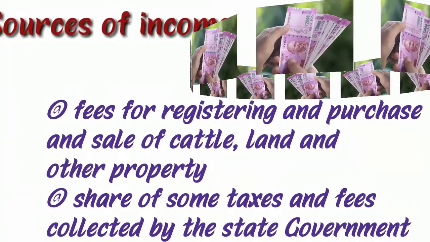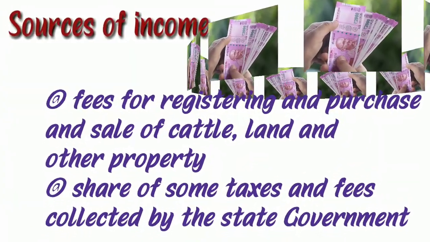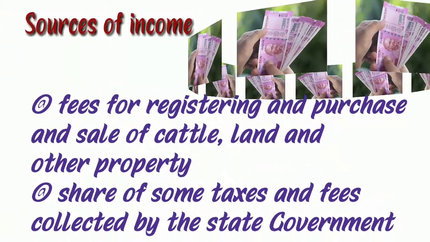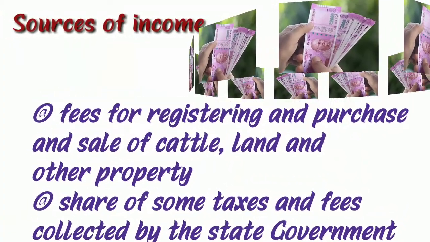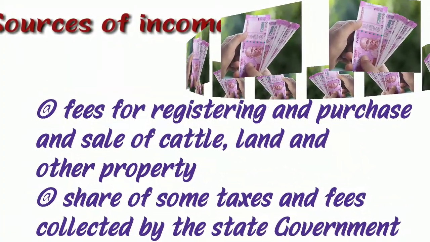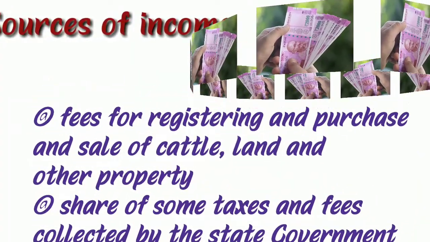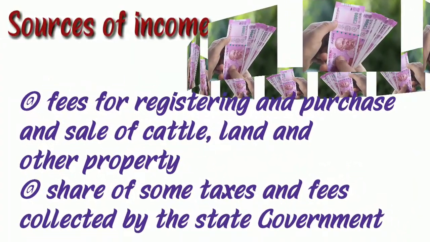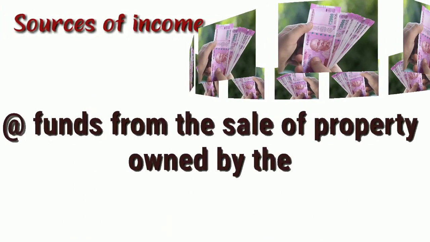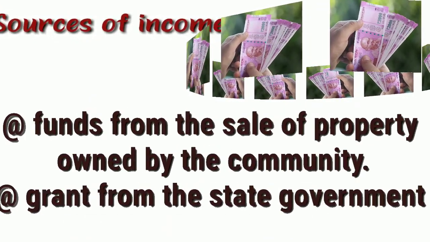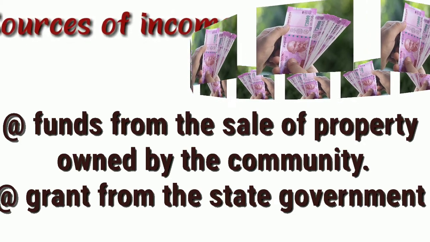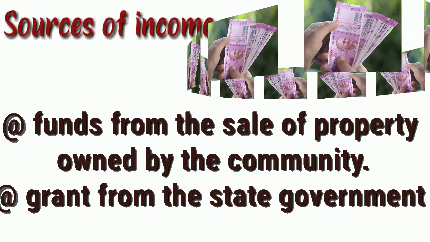It obtains fees for registering the purchase and sale of cattle, land and other property. It has a share of some taxes and fees collected by the state government. It obtains funds from the sale of property owned by the community. It obtains grants from the state government.